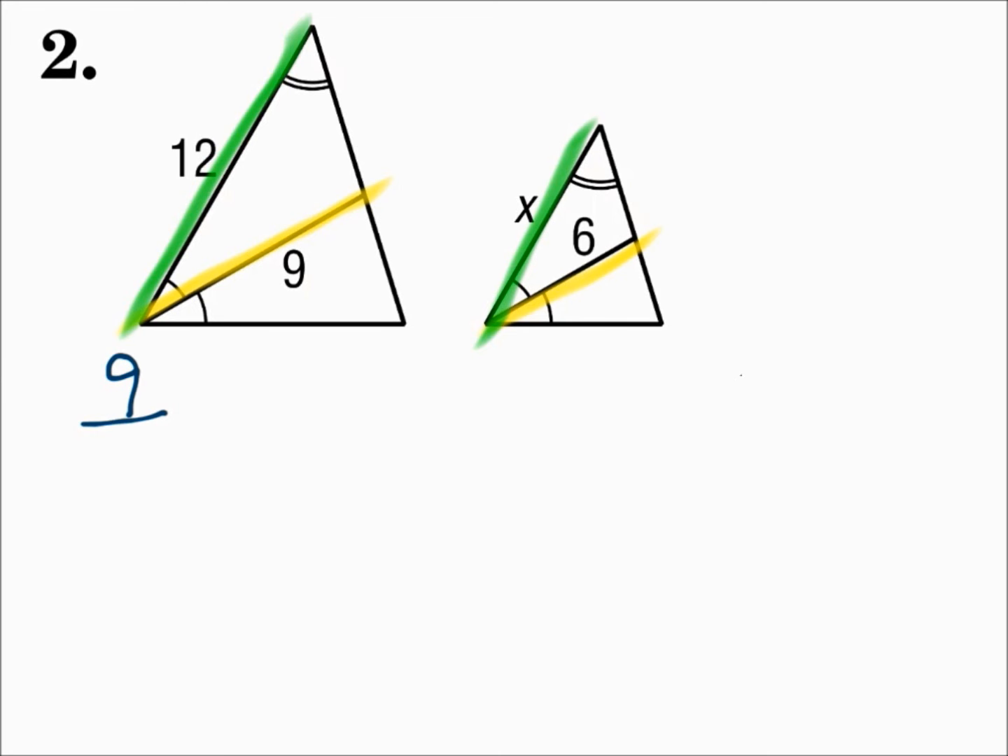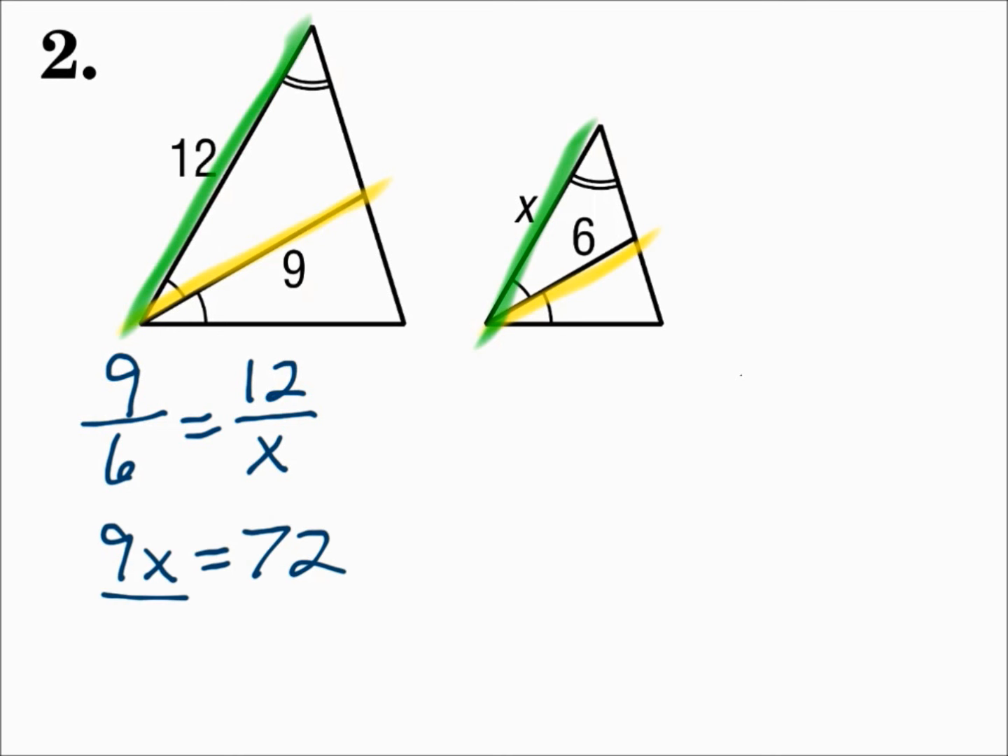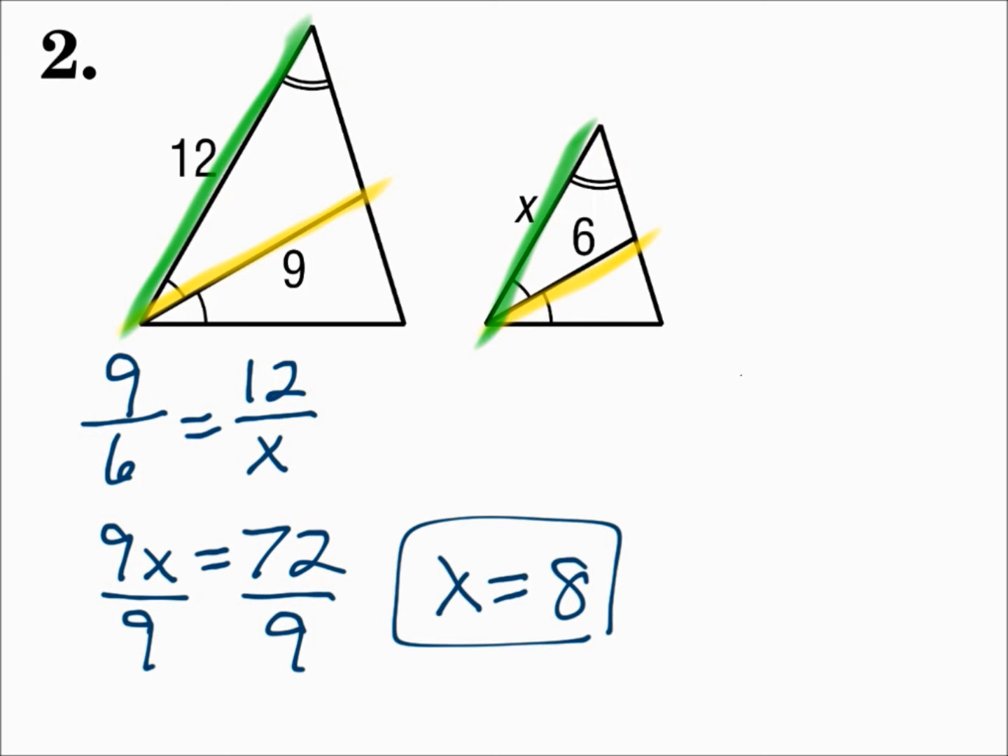For the angle bisectors, do 9 over 6. For the sides, do 12 over x. And cross multiply. When you solve, x equals 8. The angle bisectors are proportional in similar triangles.